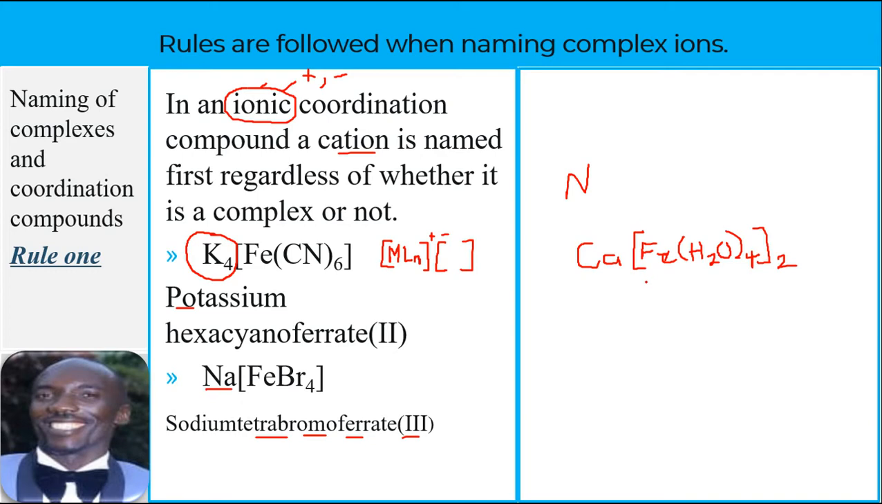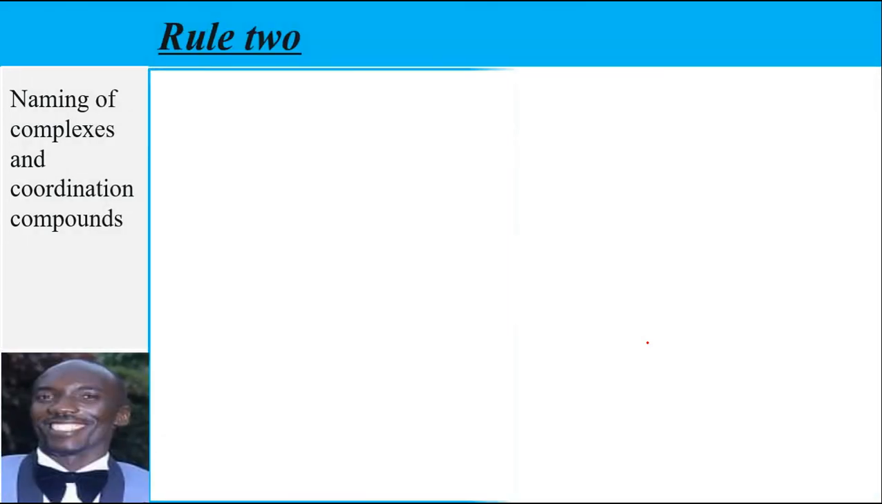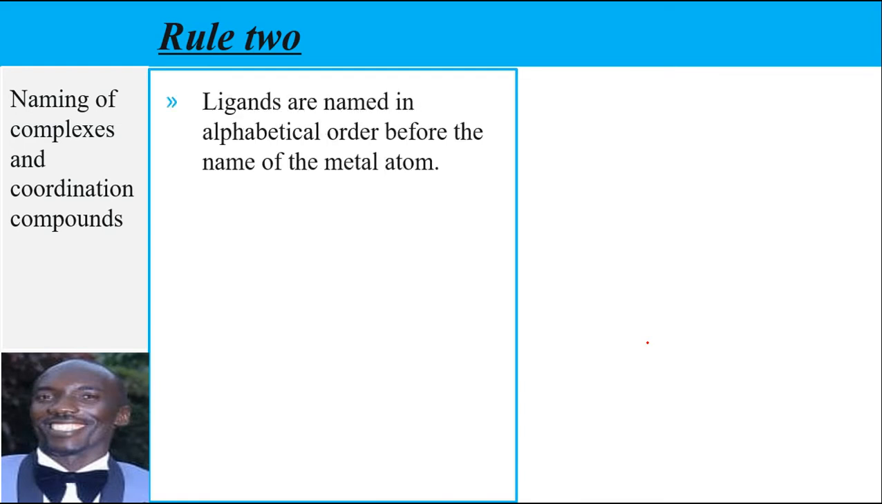What we shouldn't forget is that a complex is always in the square brackets. So whatever we have here in the square bracket is a complex. So now we want to look at how we name such, in the following rules from rule number 2 and so on. So rule number 2: ligands are named in alphabetical order before the name of the metal atom. Ligands are named in alphabetical order before the name of the metal atom.